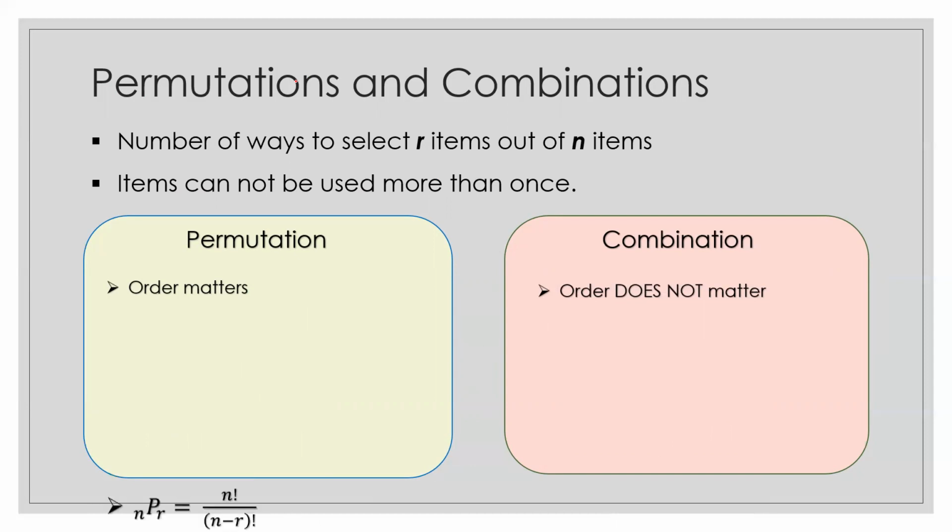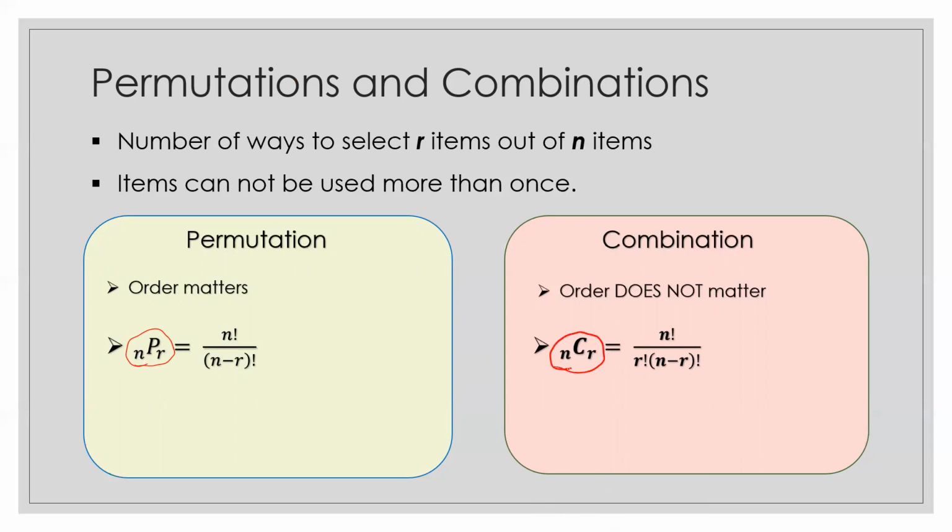Okay, and if it is a permutation, we would say permutation of n choose r, and that's how we would write that. Permutation of n choose r is n factorial over n minus r factorial. Okay, and in combination, the combination of n choose r is n factorial over r factorial times n minus r factorial.